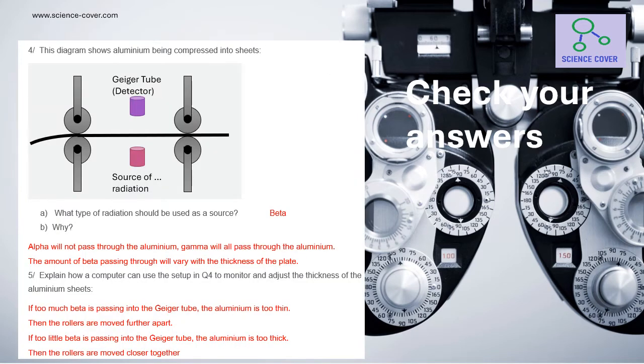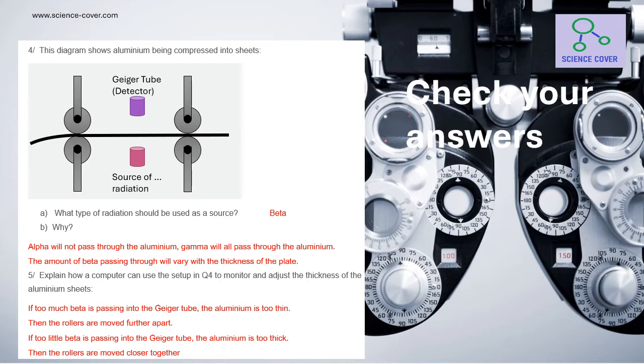Question 4. This diagram shows aluminium being compressed into sheets. What type of radiation should be used as a source? Beta radiation. Why? Alpha radiation will not pass through the aluminium, and gamma radiation will all pass through the aluminium. So the amount of beta radiation passing through the aluminium will depend on the thickness of the plate.